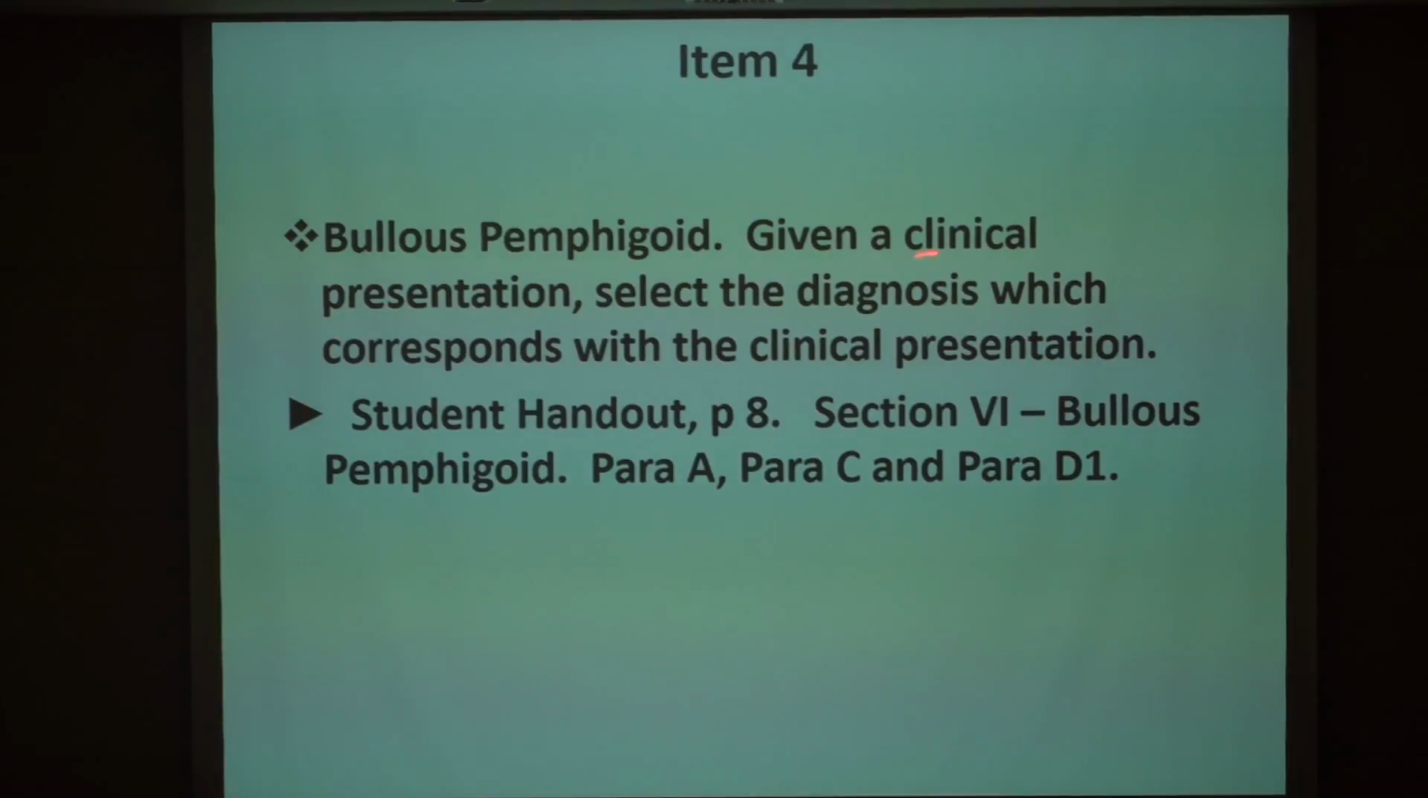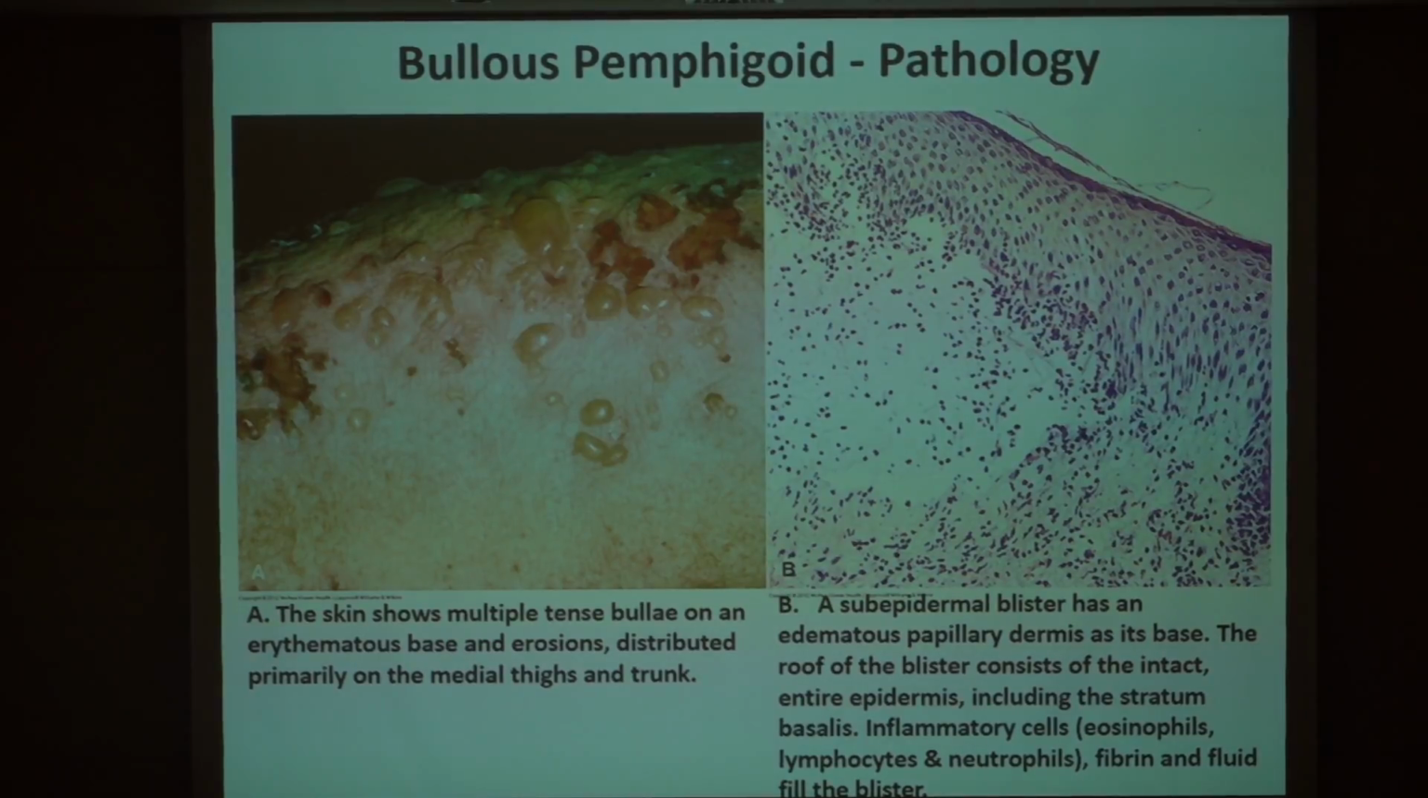Item 4, you'll be given a clinical presentation in which you'll have to select a diagnosis. You'll have to be familiar with bullous pemphigoid, and you remember that we talked about plaques. This manifests by multiple tense bullae. If you remember pemphigus vulgaris, which is what we said before this, it has flaccid bullae. Bullous pemphigoid has tense. And we also talked about the fact that when you look at the blister, it will basically have nearly the entire epidermis as the roof, and the basement membrane zone, specifically the lamina lucida, forms the bottom.